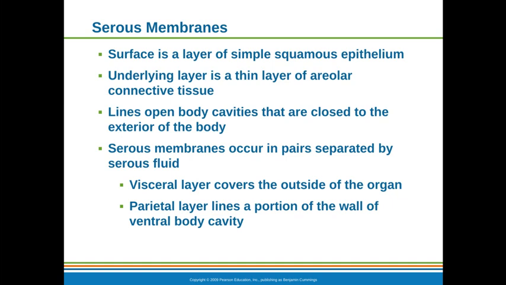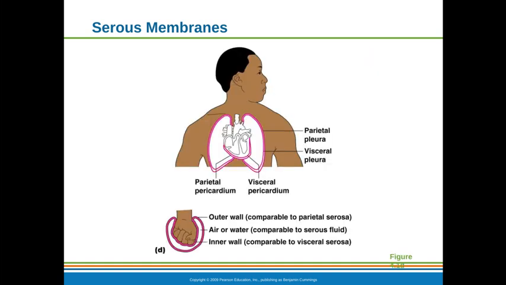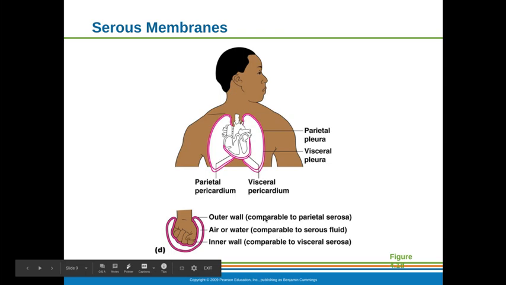Now, they occur in pairs separated by serous fluid, and they have two layers, the visceral layer, which covers the outside of the organ, and then the parietal layer, which lines a portion of the wall of the ventral body cavity. So when we look at this, we have this analogy of a fist being pushed into, we'll say like a beach ball that's almost flat. So this outer wall, this is the parietal layer, and this inner wall is going to be the visceral layer. And then this space in between, this is where we find our serous fluid.